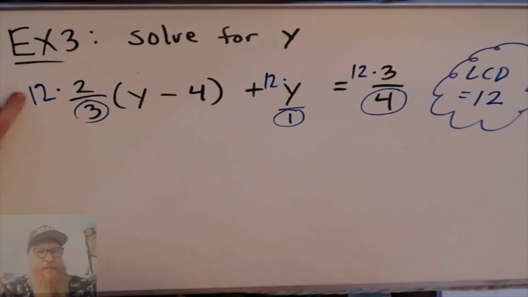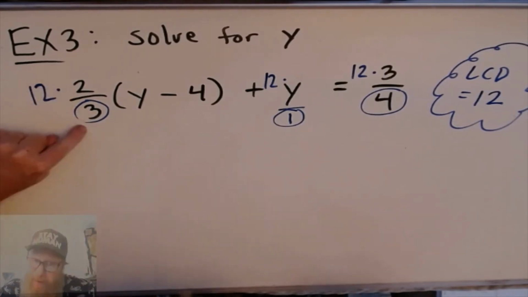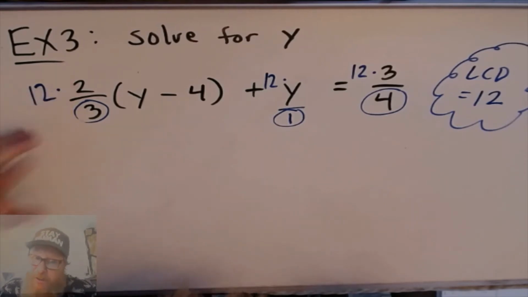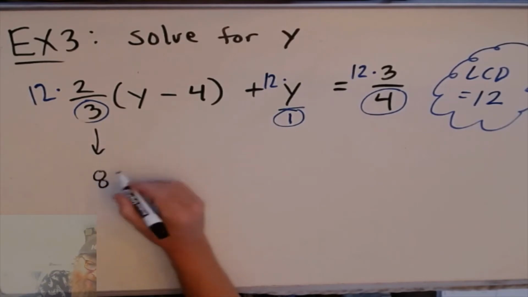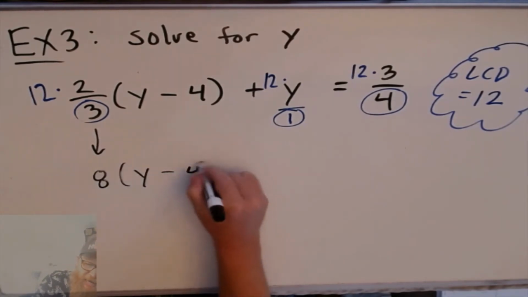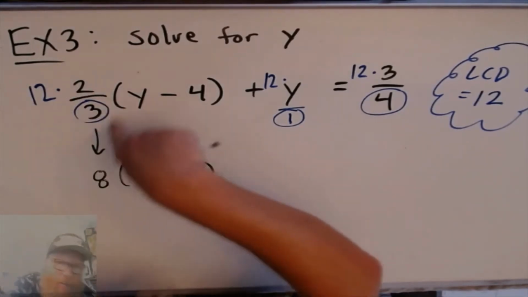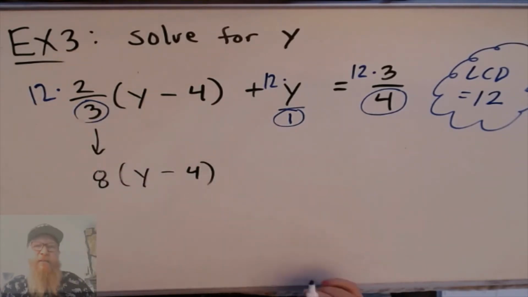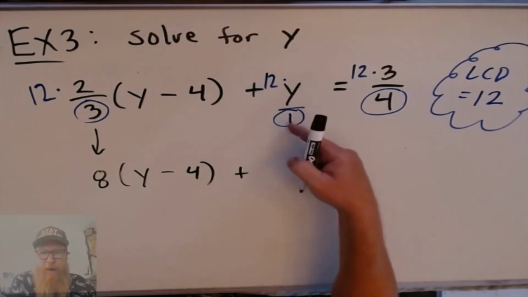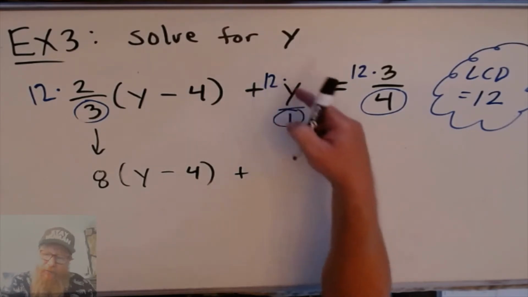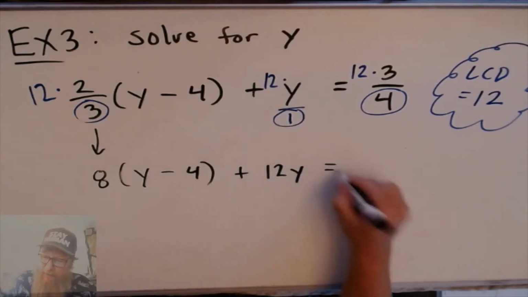Or you can go like this. 12 times 2 divided by 3. 12 times 2 is 24. 24 divided by 3 is still 8. So I call that any way you slice it. Any way you slice it, that's going to come out to be 8. Here you have 12 divided by 1, which is just 12, and then times y. So that's 12y.